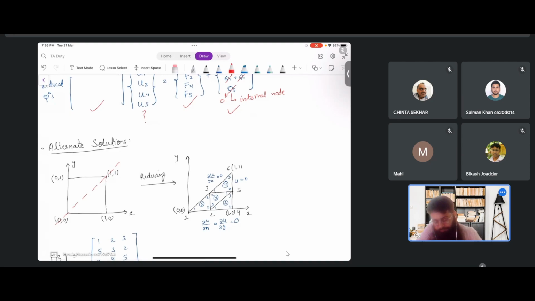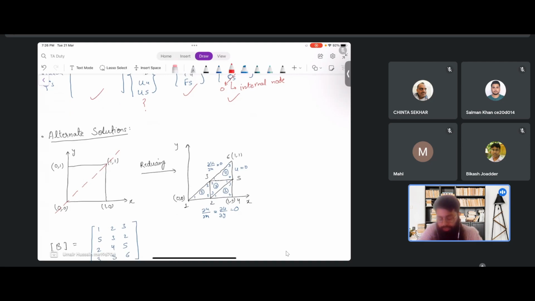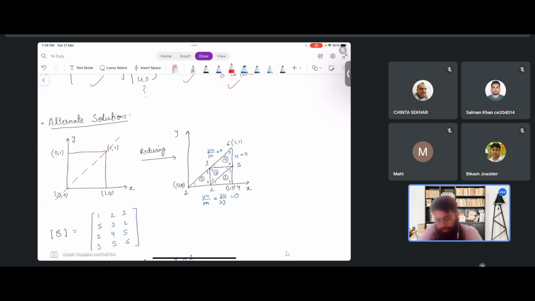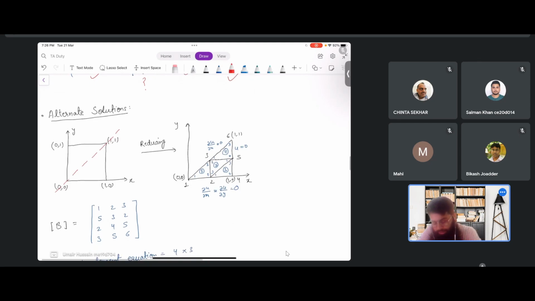Alternatively, we could have also reduced the problem further by applying one more symmetry. After reduction to a square domain of size 1 by 1, we could have also reduced it to a triangle along the diagonal of the square. If you see, the domain is also symmetric about the diagonal of the square here.